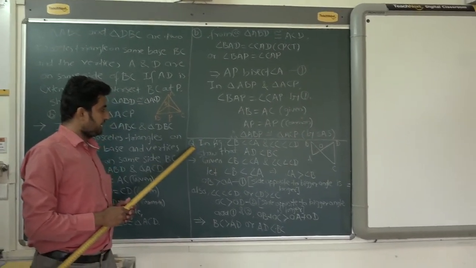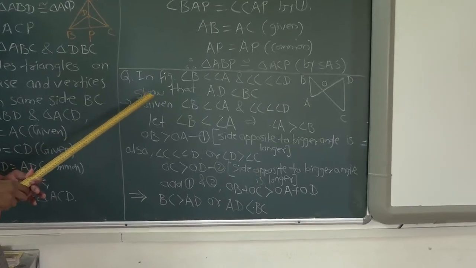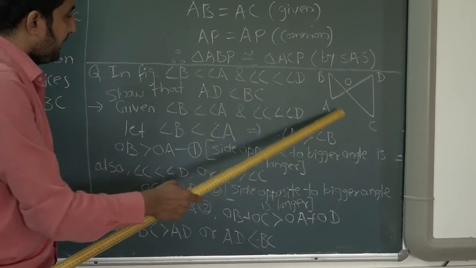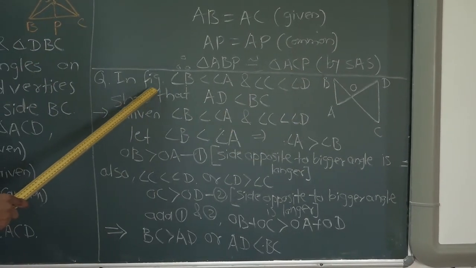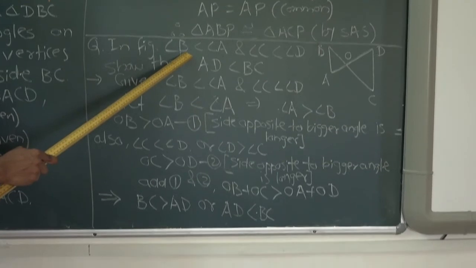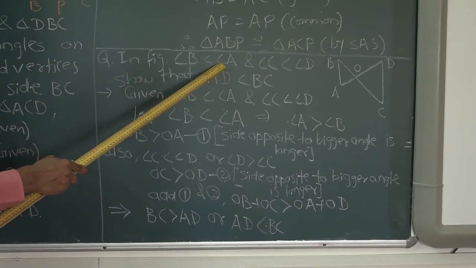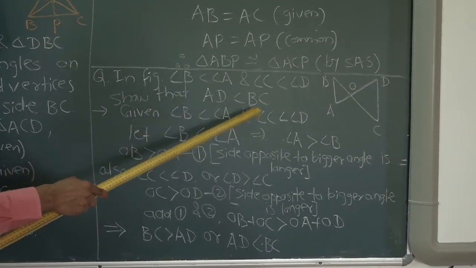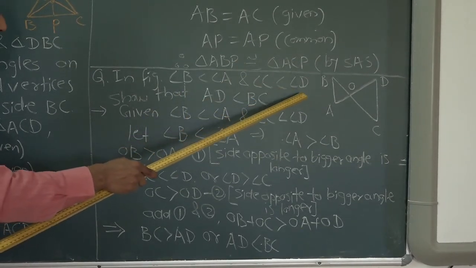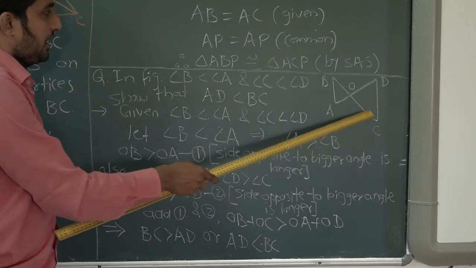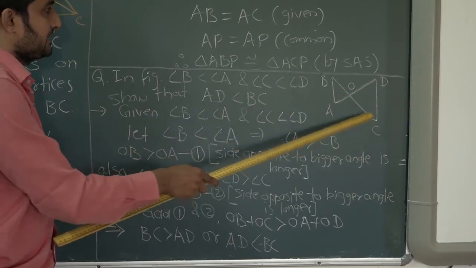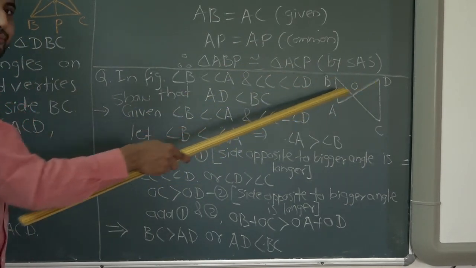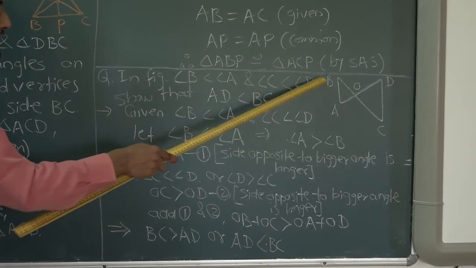Now dear students, moving on to the next question. We have one more question here. The figure is given, and in this figure, angle B is less than angle A, and angle C is less than angle D. This angle and this angle. Then we have to show that side AD, this side, is less than BC.